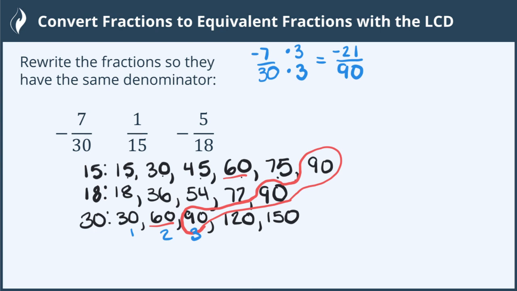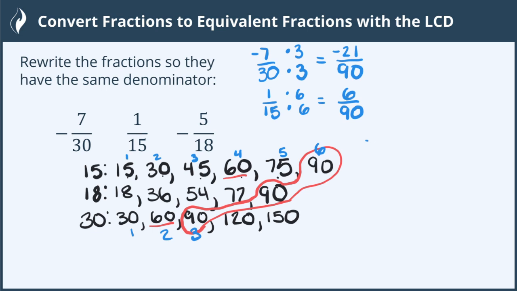Now I'm going to do it with the 1/15th for the next one. So I'm going to go to the 15 and count how many times it took me to get to 90. 15 times 1, 2, 3, 4, 5, 6 gives me 90. So I'm going to multiply the numerator and the denominator by 6. And I know that 15 times 6 is 90, so the denominator is the least common denominator of 90. And to multiply the numerator, 1 times 6 is 6.